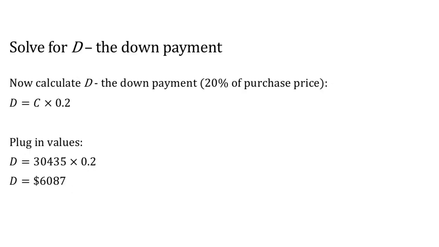Now that we've calculated the maximum car price, we can figure out the down payment. We'll call this D. Under the 24/10 rule, our down payment should be 20% of the total car price. So the formula looks like this: D equals C times 0.2. Plug in our values. D equals 30,435 times 0.2 equals 6,087. So we'll need to contribute $6,087 upfront as our down payment, and the rest will be covered under the loan. And that's the 24/10 rule explained using real numbers and real math.